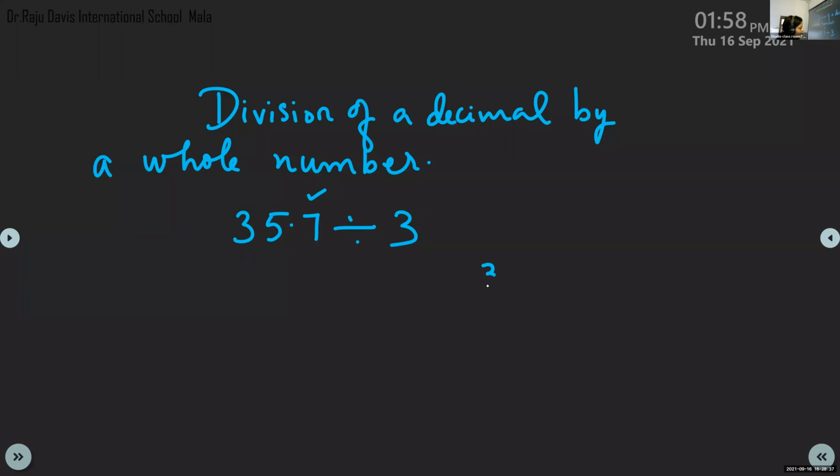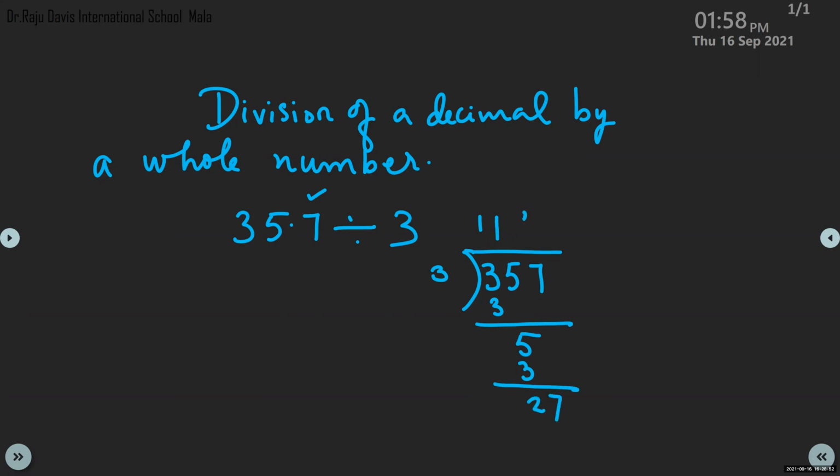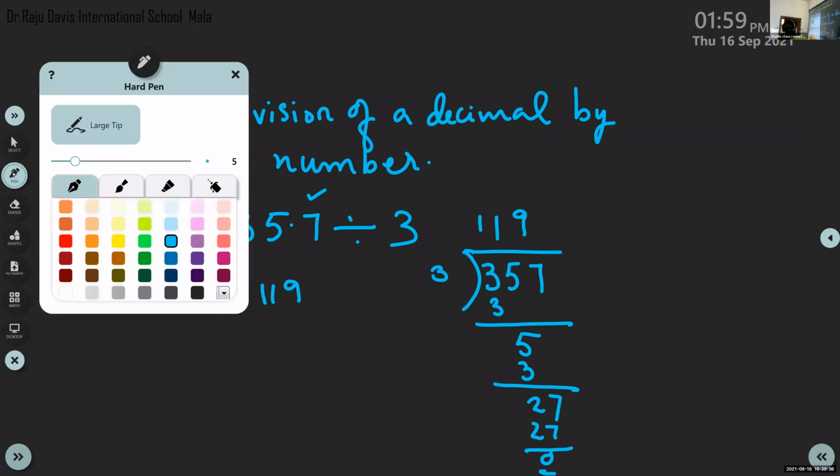35.7. I am going to divide this as 357 divided by 3. Okay. 3 ones are 3. Balance 5. Again 3 ones are 3. Balance 2. 7. Bring it down. 3. 9 times 27. Now 0 I got. So what is the quotient? 119. Isn't it?